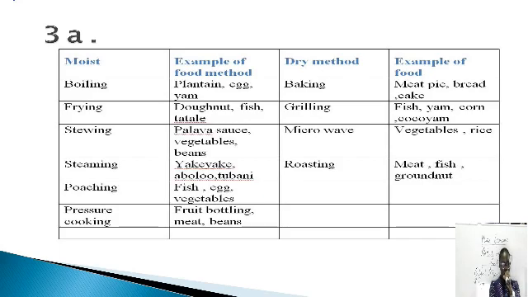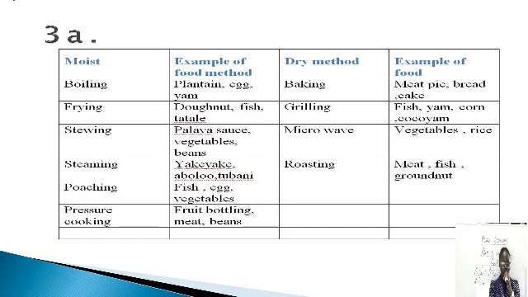The next one is poaching. What are some of the foods that you can poach? You can poach egg, fish, and vegetables. These are some of the foods that you can cook under the poaching method of cooking food. And our last point on the moist method of cooking food is pressure cooking. Under pressure cooking, a food that you can cook is fruit bottling.